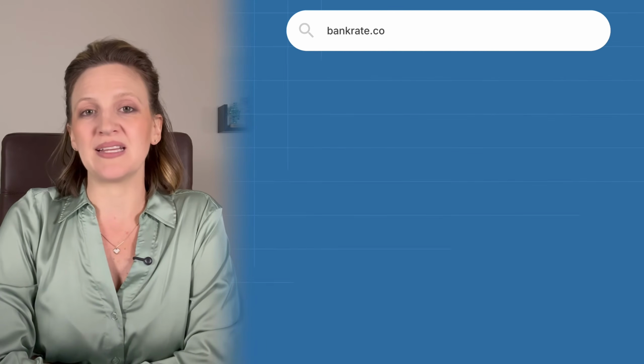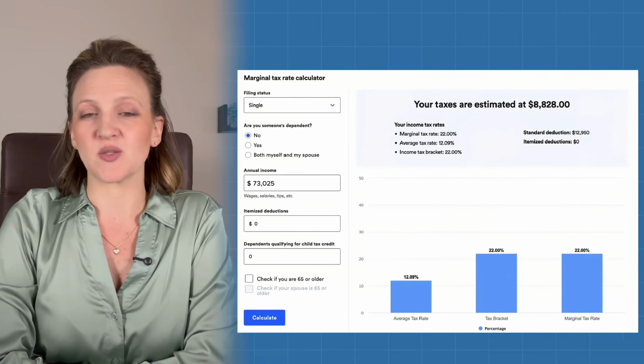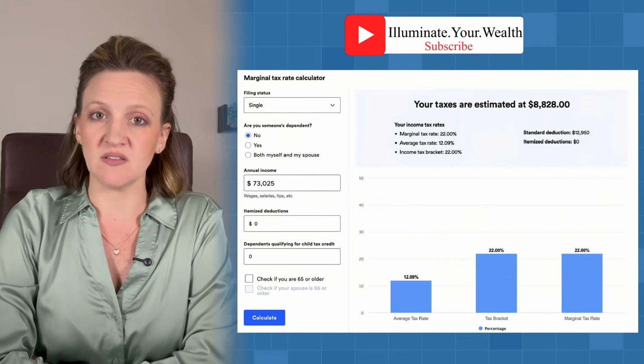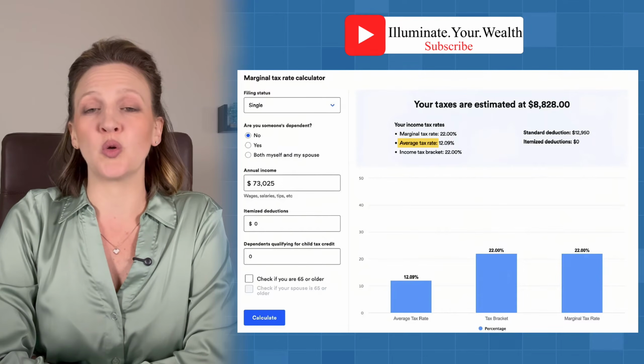So now you can take your actual earned income and your actual federal tax bracket and plug that in at bankrate.com into an effective tax rate calculator, and it will tell you that your actual average tax rate, or what we call an effective tax rate, is really just 12.09%.